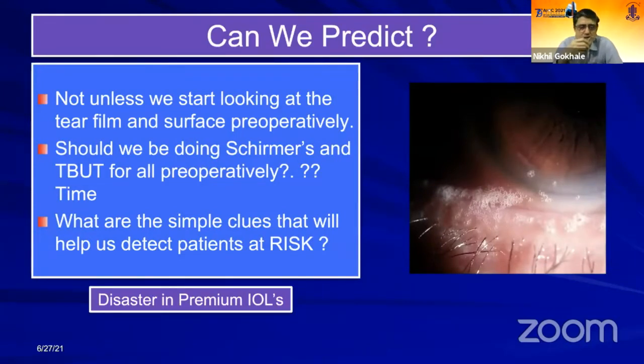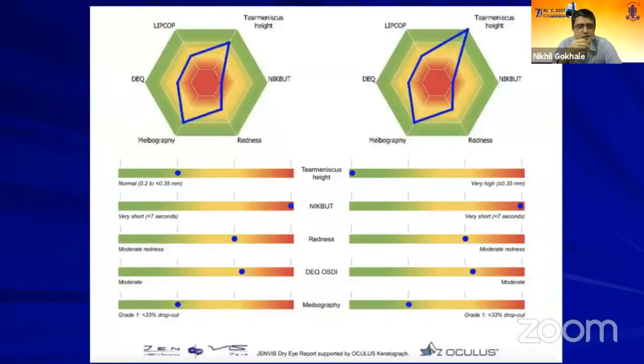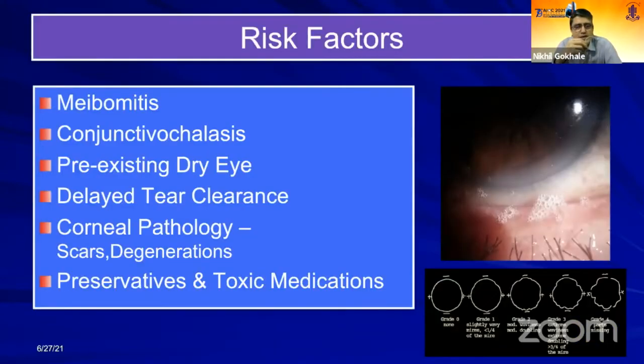So can we really predict what is going on? We need to see them preoperatively, at least before the cataract surgery, and start looking at the tear film and the ocular surface. We may not have the time to do Schirmers and a significant amount of testing, but we need to look for specific clues. There is several high-end equipment like this. We do a lot of testing. However, most small practices neither have access nor the time to do all this testing. So we need to look at simple things.